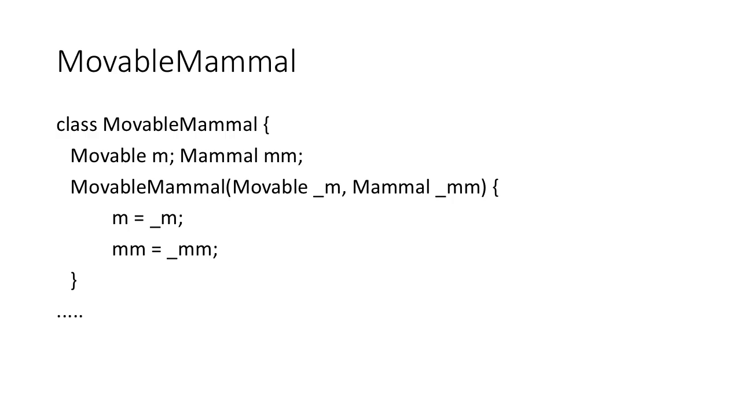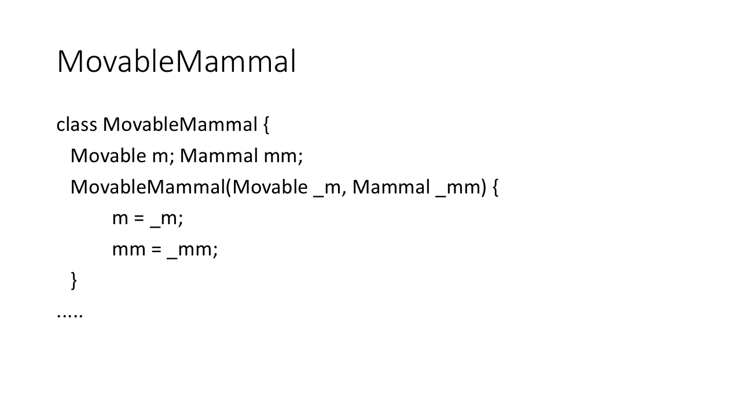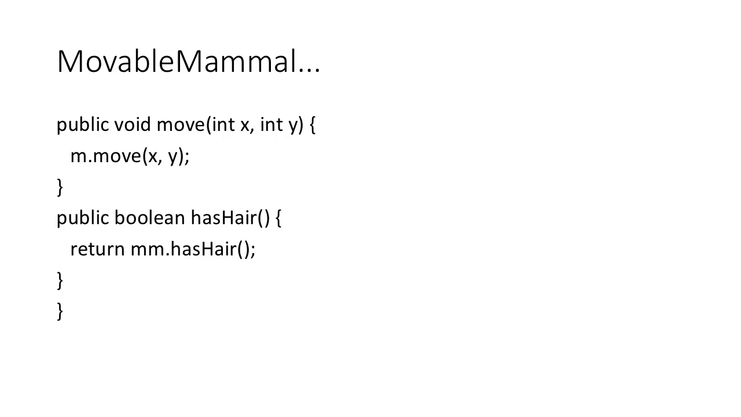Well, to do that, you would have an instance of the movable and an instance of the mammal, both in the composite relationship between movable mammals. So movable mammal is a class that has an instance of movable and an instance of mammal in it. Then what happens when you invoke the move is you message forward m.move to the movable, and you forward movable mammal has hair to the mammal has hair and return that property. So you don't exactly have inheritance here. What you have is composition.